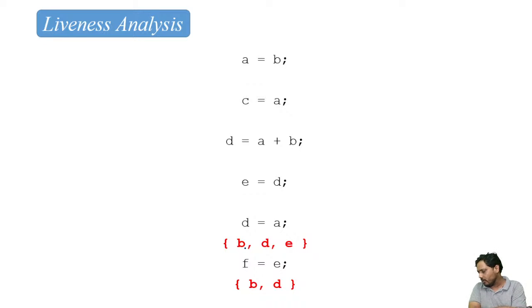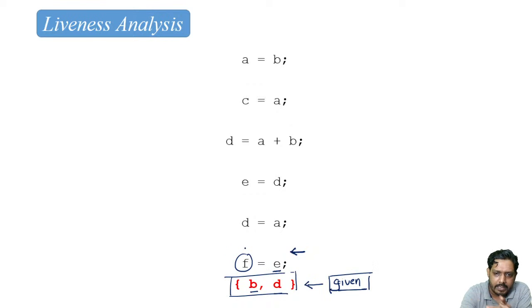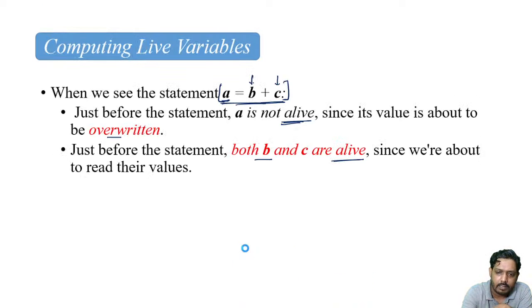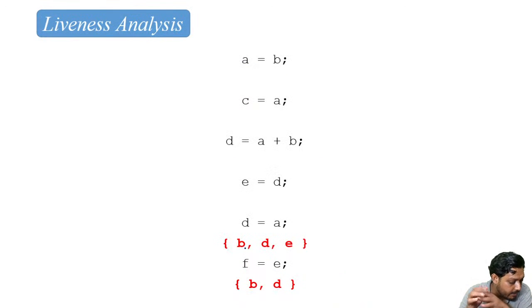Please interrupt me if you're not clear with this live variable analysis. If you are not clear, please interrupt me here. To this point, b and d are live, and then we are reading the value of e. So e will be live and f will not be alive, because f is about to be updated. So this set will become, in the reverse order, b, d and e. Comments?